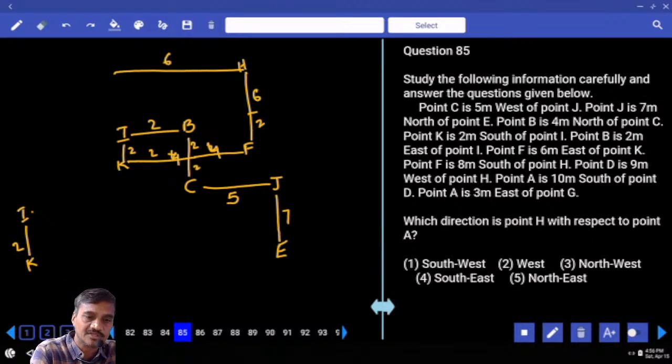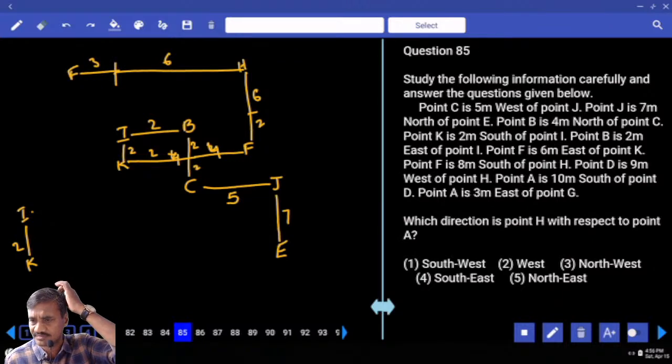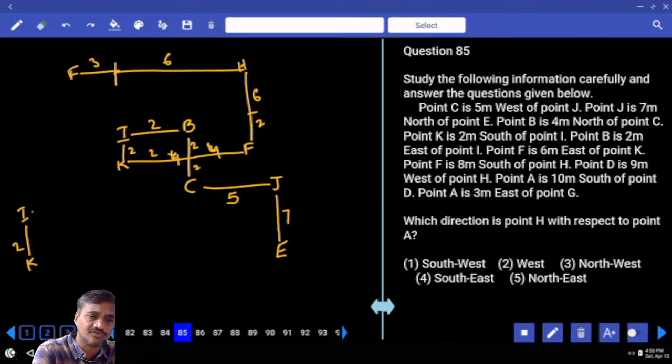6 plus 3 more. Now 6 plus 3, what is this one? D is 9 meters to the west of H. Now this is D, which is 9 meters.